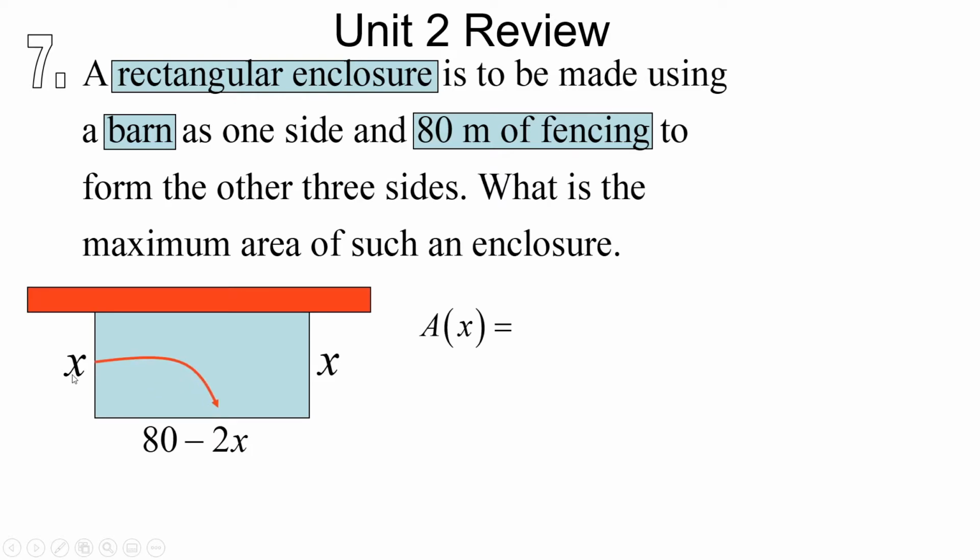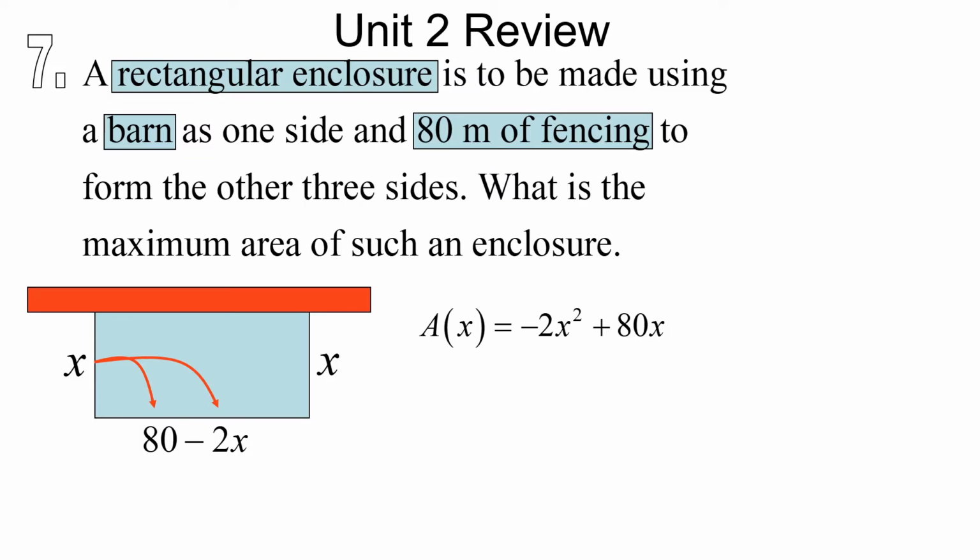So how about we go x times -2x for our -2x squared. I'm putting this in general form. And then x times the 80 to get plus 80x. And there is the area formula: A of x equals -2x squared plus 80x.